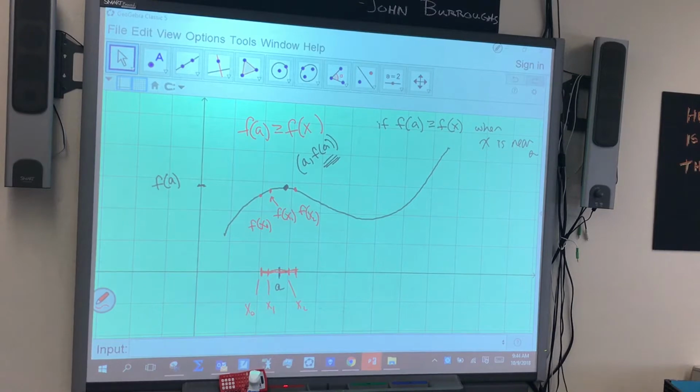Now it's a local maximum because think about this. If I'm not near a, let's say x is over here, say I have x sub 5 over here, that y value, f of x, is much larger now than this y value of f of a, right? Does that make sense? Because we've now kind of destroyed that idea that x was near a, all right?